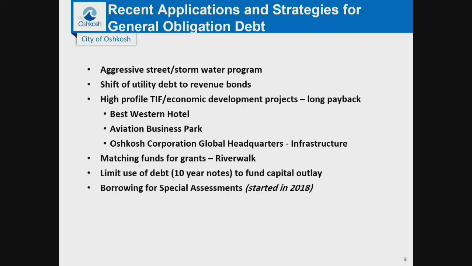So how has the city really applied general obligation debt? We kind of talked about this previously, but this page lists some really good examples of applications that we've used. Some of the ones for the TIF or economic development is we did use some GO debt for the Best Western, for the development that occurred in the Aviation Business Park. That's one of our business parks that we're looking to expand and grow new business development into. And we use it a limited amount for the Oshkosh Corporation Global Headquarters. That project is funded with many other funding sources, but a portion of it was GO.